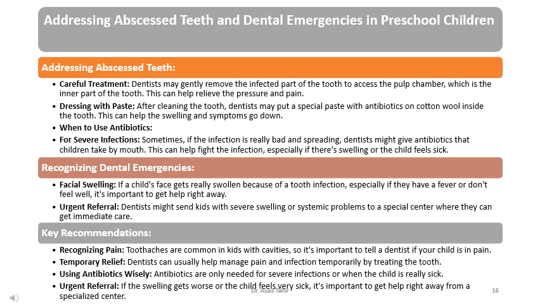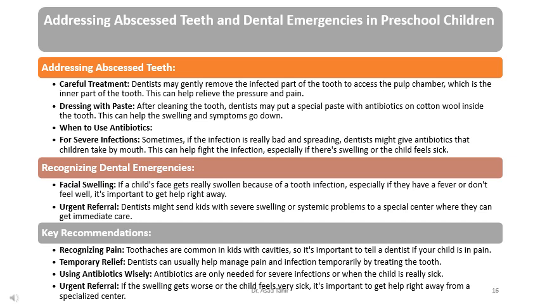Addressing abscessed teeth. Careful treatment. Dentists may gently remove the infected part of the tooth to access the pulp chamber, which is the inner part of the tooth. This can help relieve the pressure and pain. Dressing with paste. After cleaning the tooth, dentists may put a special paste with antibiotics on cotton wool inside the tooth. This can help swelling and symptoms go down.